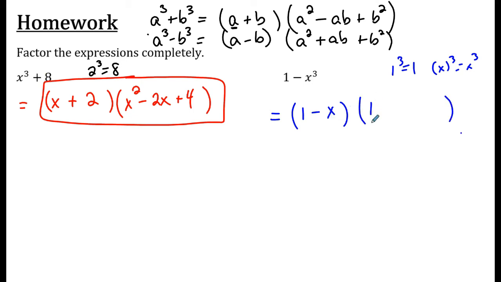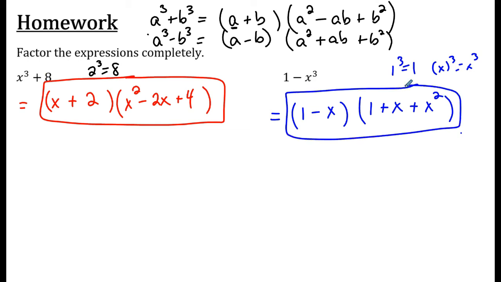Square the first. 1 squared is 1. Opposite sign, and multiply them together. So that's 1x, so x. And square the last, plus x squared. Done. That's all we have to do to factor them, is know that pattern and actually apply it.